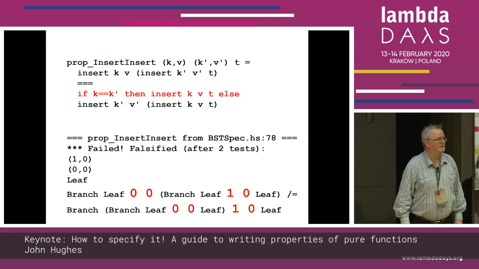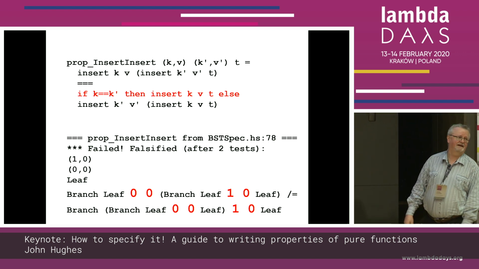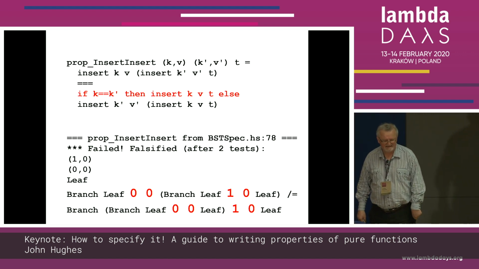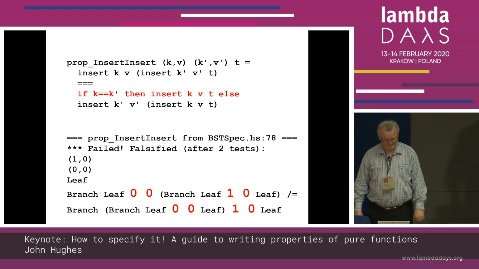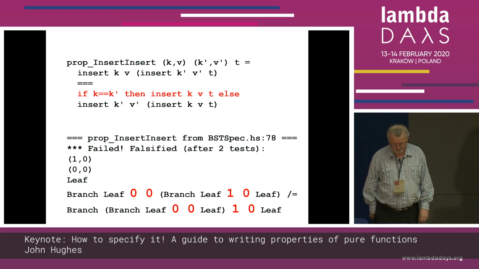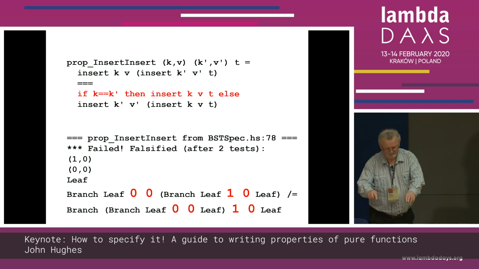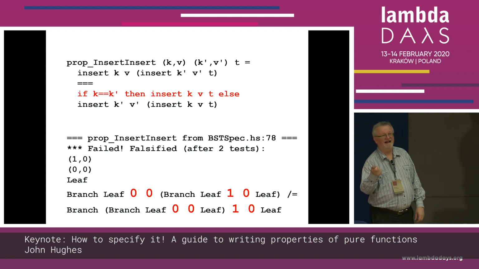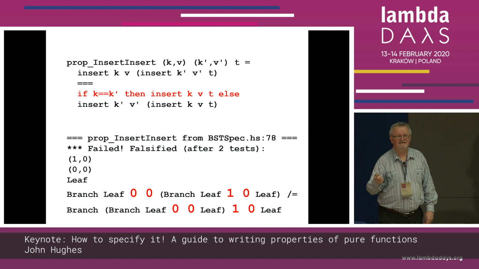Only it's not. Oh, darn. What happened here? Well, now Quick Check has shown me a test case where I insert different keys, but in different orders, and the order makes a difference. You can see there at the bottom are two trees that are clearly different. But if you look at the keys and values in them, the two trees contain the same keys and values. They just have different shapes.